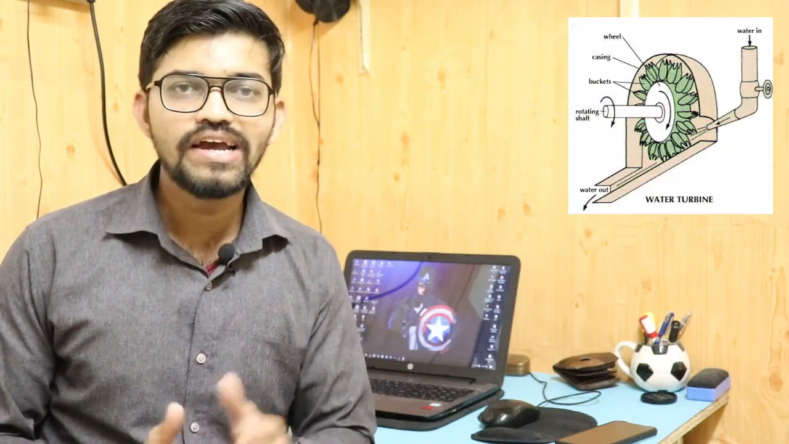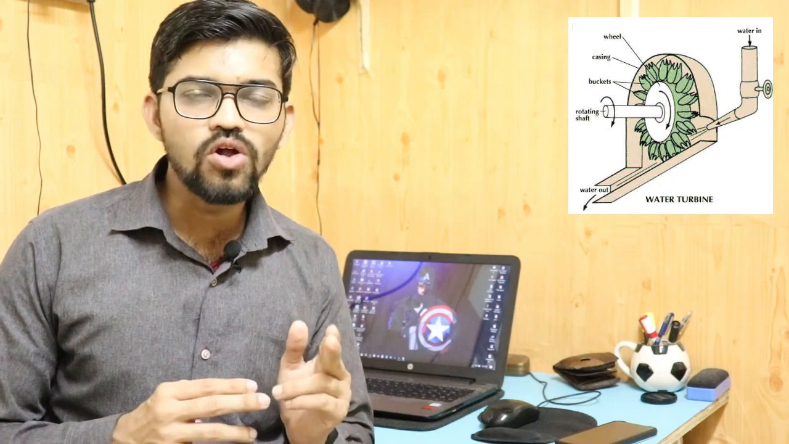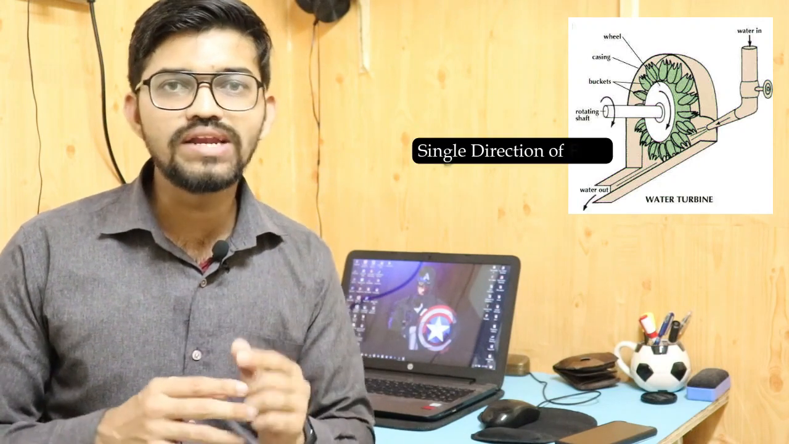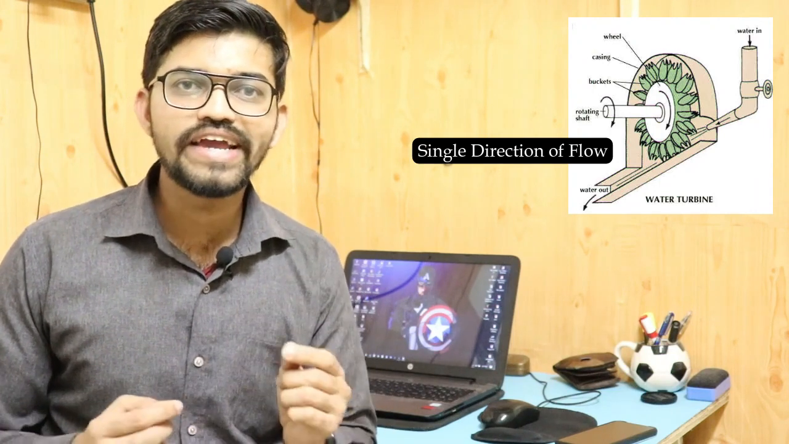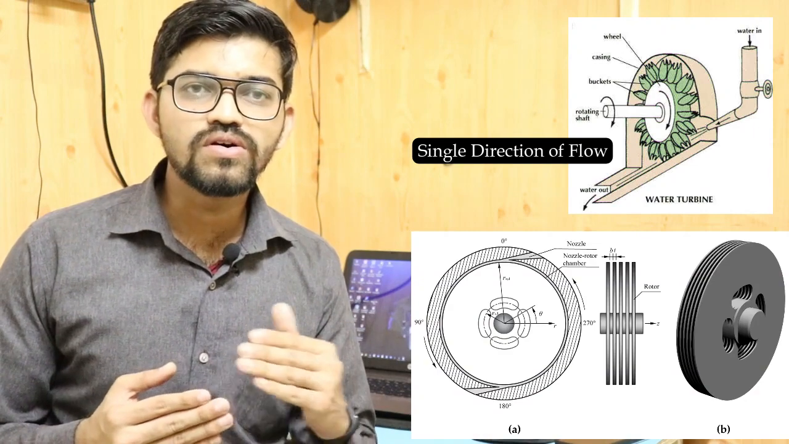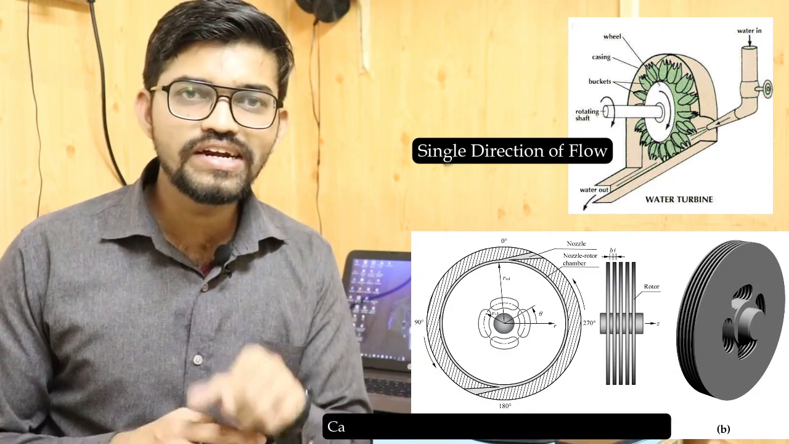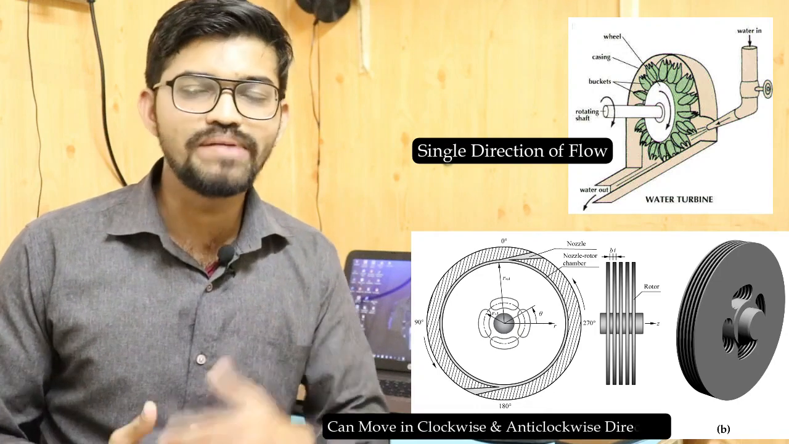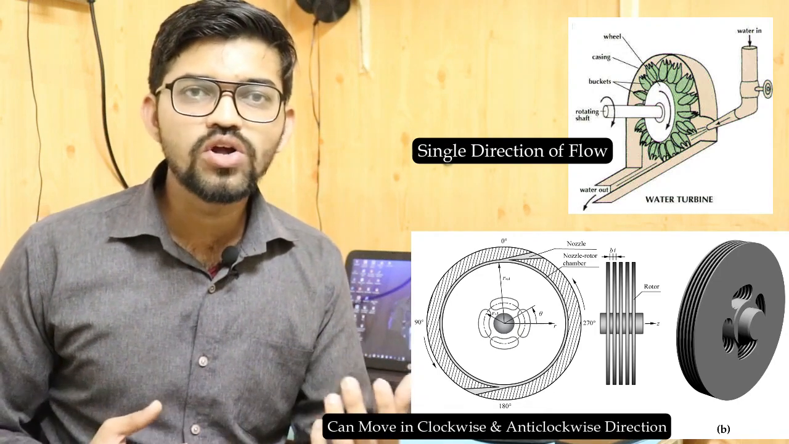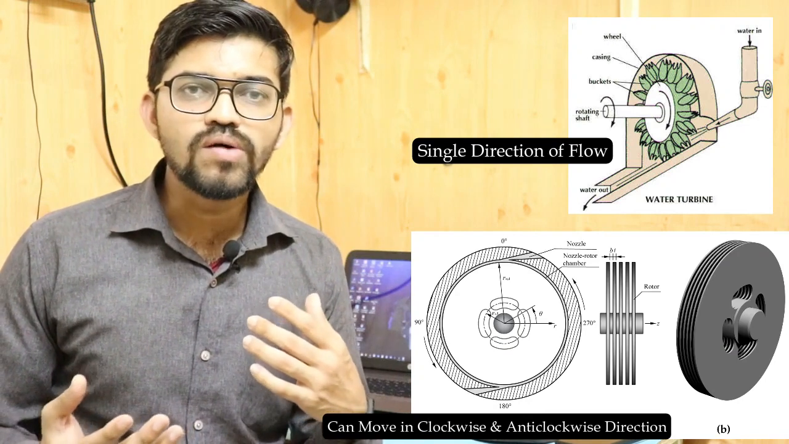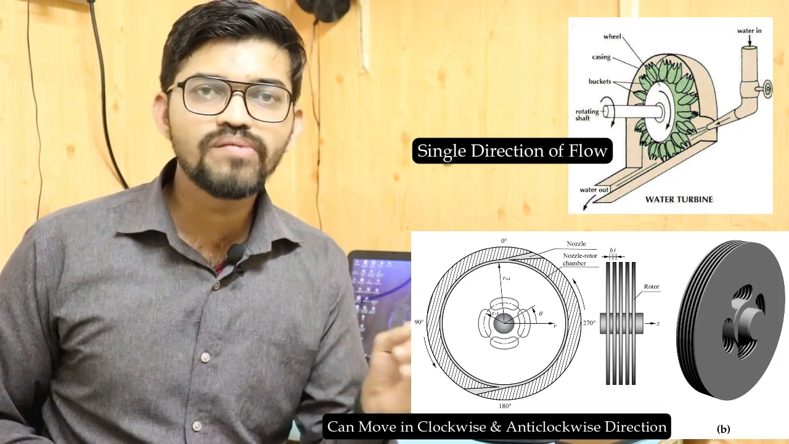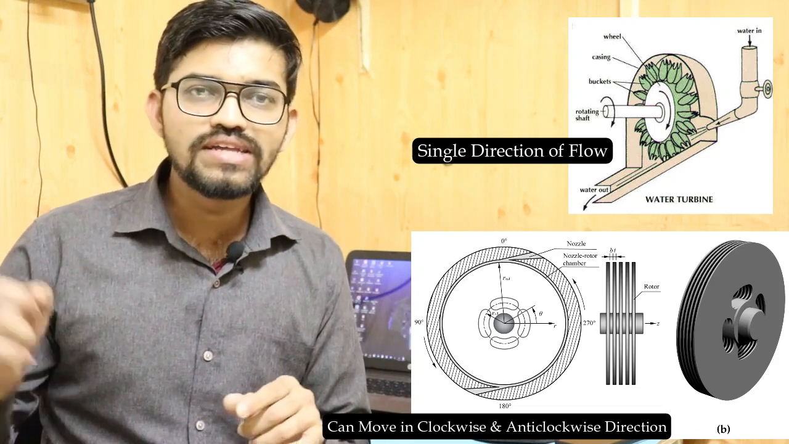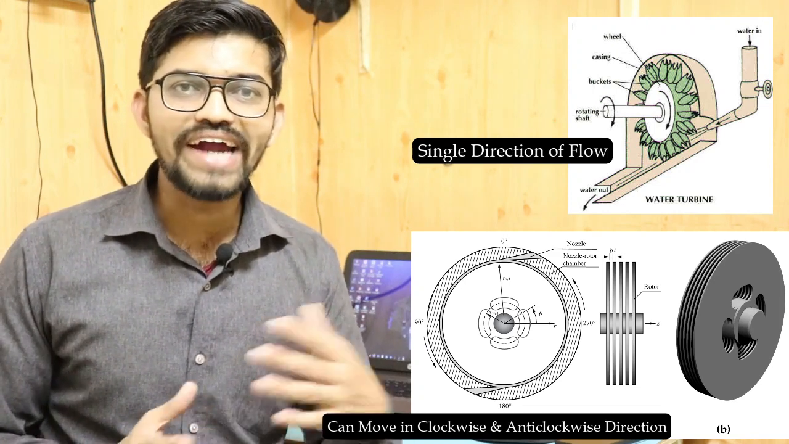Also, there is another advantage over the conventional turbine. In a conventional turbine the fluid always flows in a single direction, but over here, because the impeller is replaced by the disc, it can move in both directions, that is clockwise as well as anti-clockwise, depending upon the design of this turbine. So it can be bidirectional. In a conventional turbine we only get a single direction, but in this case we get both directions. That is another added advantage.